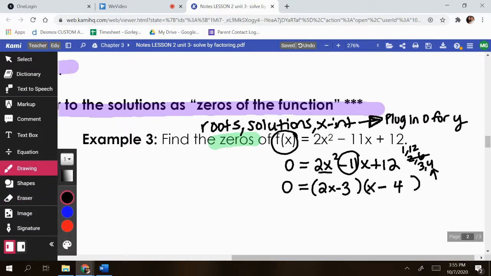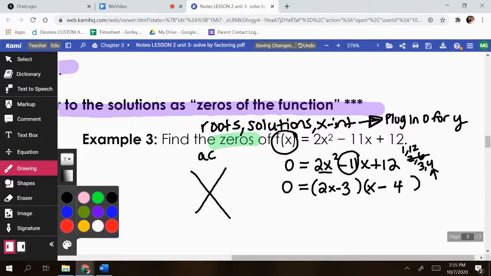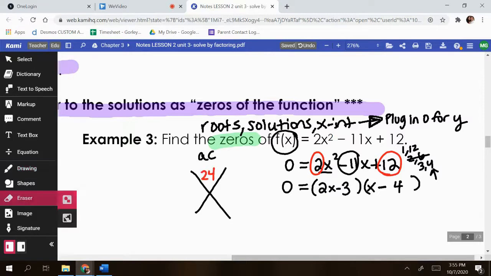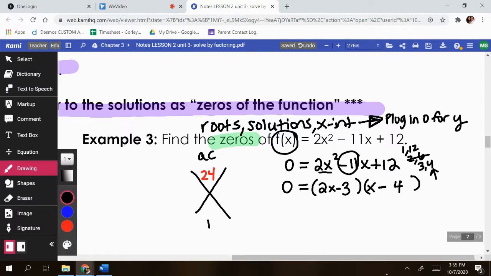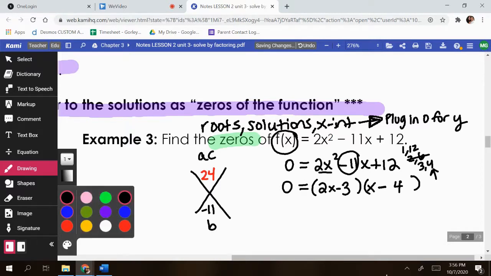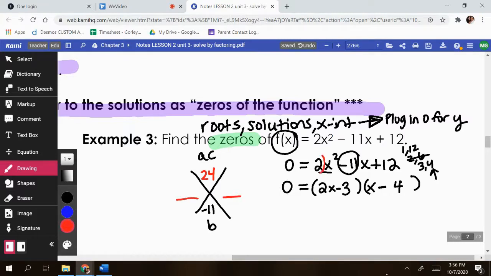So if you want to use the x method, you could do AC. A times C would be 24. What's my B value? My B value was in the middle, negative 11. And we've got to put these over A. A was 2.